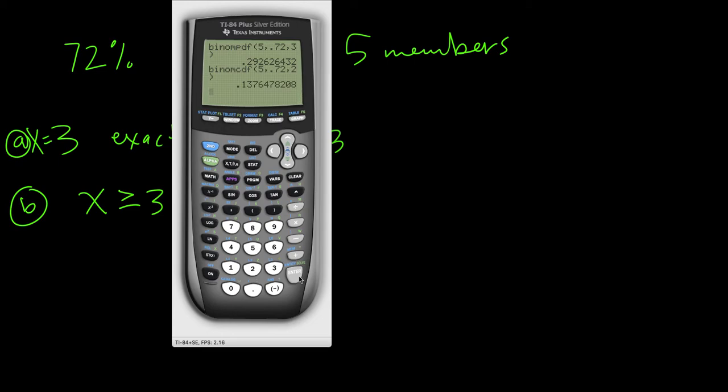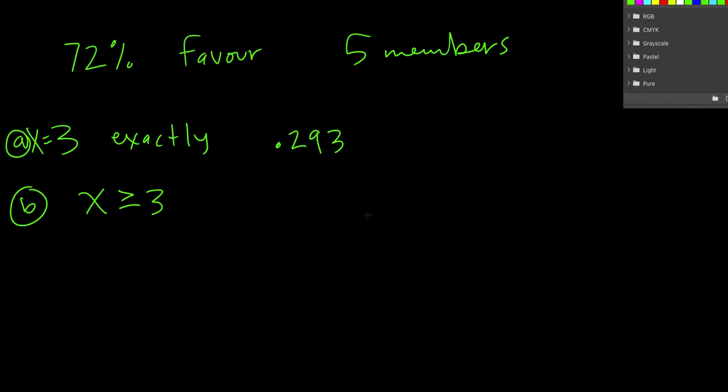So this is the probability of the members that are not in favor. So it's going to give us the 2 and the 1. And so what we need to do is we need to say 1 minus that answer. And now that gives us the 3, the 4, the 5. And so that's 0.862.